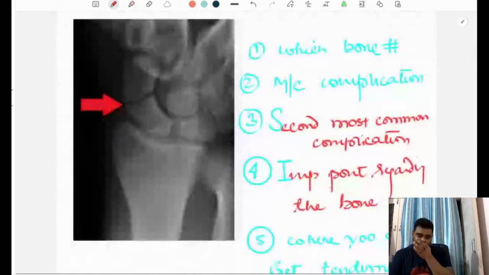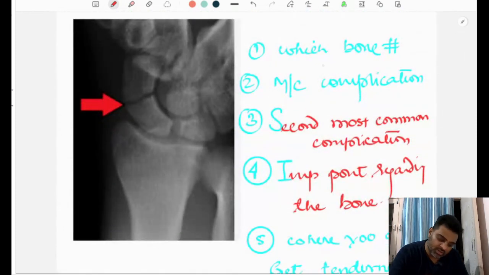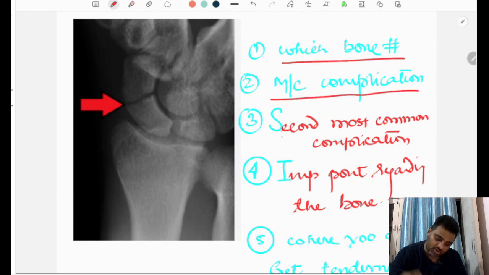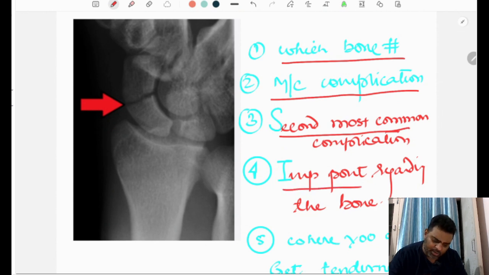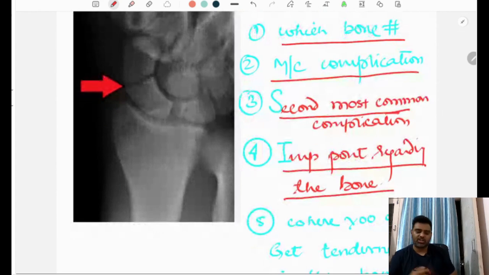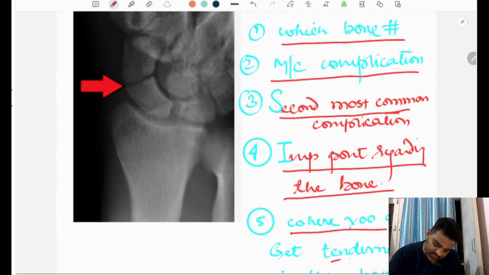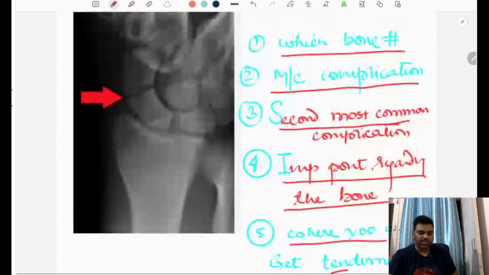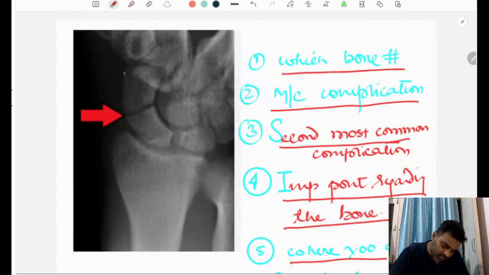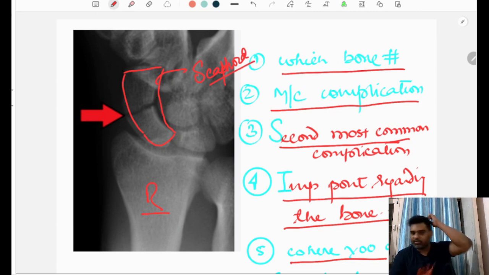Now this fracture, which bone? First you have to answer which bone is fractured. Second is the most common complication, and there is a very important point regarding this bone. And if this bone is fractured, where will you get the tenderness? So please remember this bone like this. This is the radius. This bone is the scaphoid bone. Scaphoid bone, a very important point to remember.